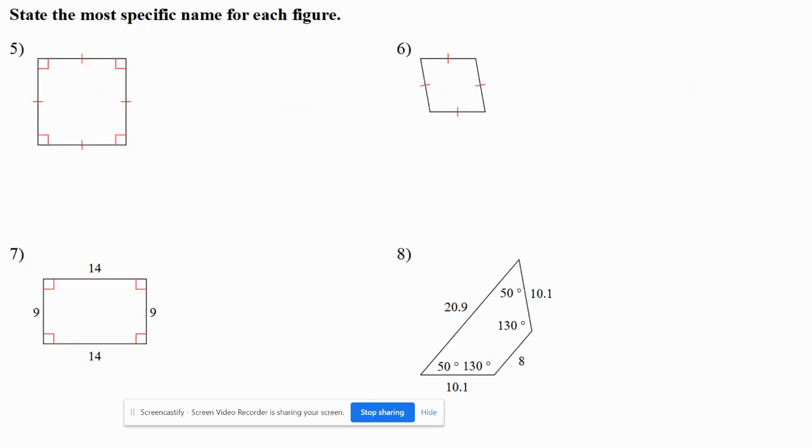All right, let's take a look. State the most specific name for each figure. Because of the angles, I know it's a rectangle. Because of the sides, they all have the same length, I know it's a rhombus. A rectangle and a rhombus combined, I'm going to call this square. Now, question number 6, I know that all the sides are equal. Not necessarily the angles, just the sides. So I'm going to call this rhombus.